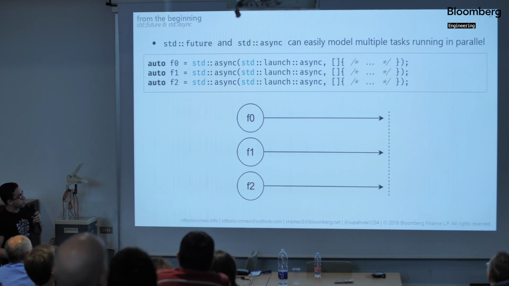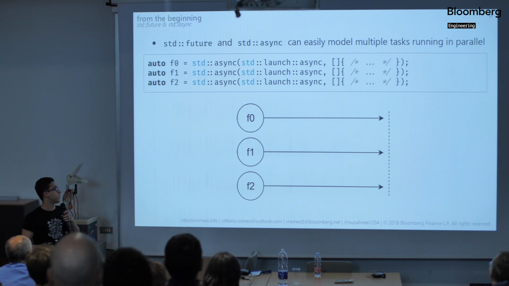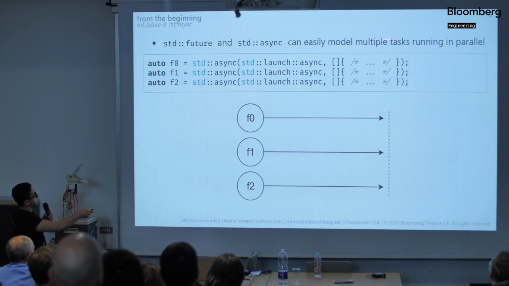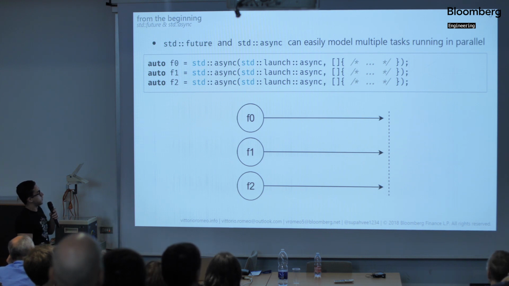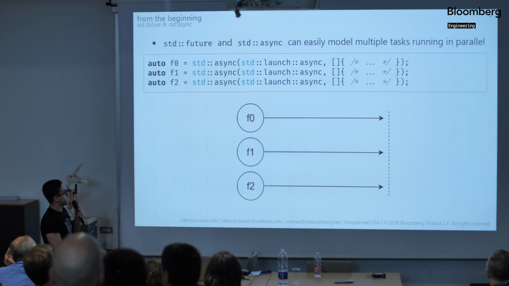So future and async work really well when you want to model some tasks that run in parallel in a very simple way. So maybe you have F0, F1, F2, you just want to run them in parallel, and then when they are all done, you want to do something else. So in this case, what you do is simply use async to spawn your computations, and they will return some futures. So there's a future F0, futures F1, and F2. And then when these variables go out of scope, they will block until the computation is done. So if you imagine you have something in the middle here, you do your computations, and then when you reach the end, all of these three things will be done in parallel. So it's an easy way to spawn actions.